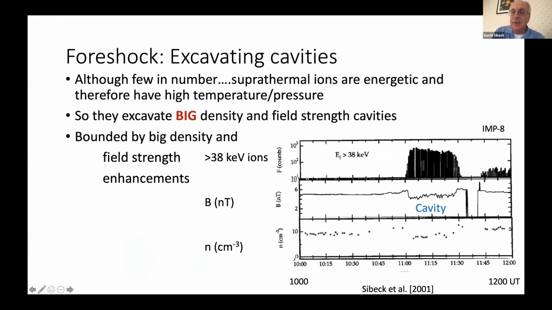Here's an example, a burst of foreshock ions, and it's excavating a cavity in the magnetic field strength. It's excavating a cavity in the density in the foreshock. And it's the excavated properties, it's the modified solar wind that's actually going to come and hit the magnetosphere. So it's important to know about that.